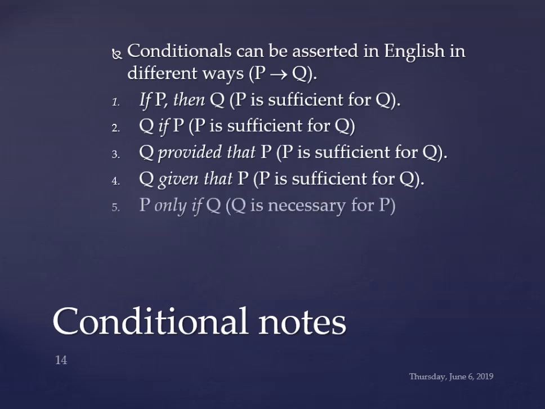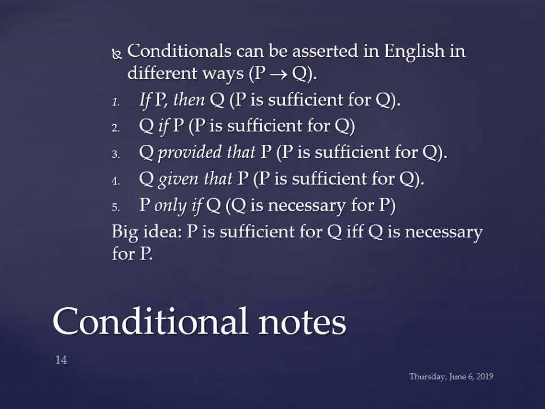But when we say P only if Q, we're saying something completely different. We're saying that Q here is necessary for P, and so the antecedent is mentioned first. It's a strange thing, but you need to understand that. It'll really trip you up if you don't pay attention to this. The big idea is that P is sufficient for Q if and only if Q is necessary for P. That's how sufficiency and necessity relate to one another.